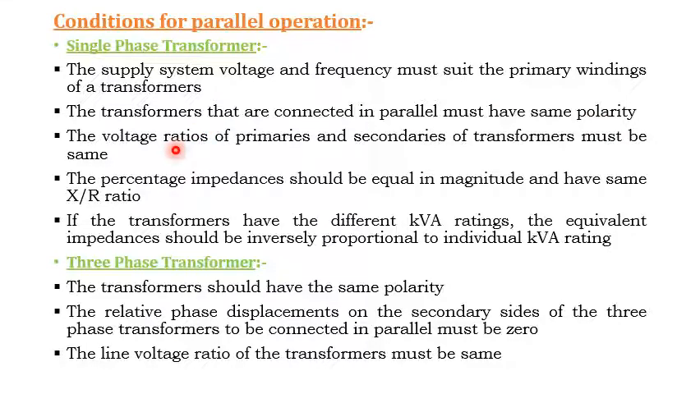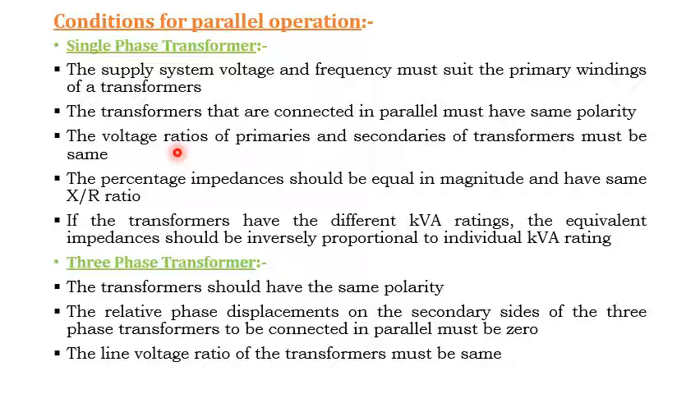The third point is that the voltage ratios of primaries and secondaries of the transformers must be the same. If a number of transformers are connected in parallel, the voltage ratios of primary and secondary of all transformers must be the same. The voltage ratio is the ratio of primary and secondary voltage.